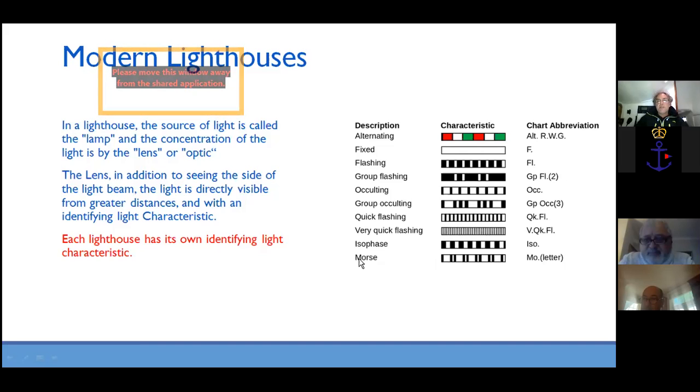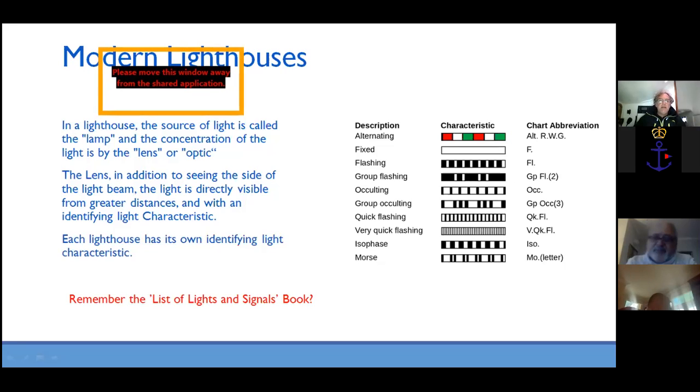So, for instance, the bottom one will give you a Morse and then whatever letter it is. So that's a long, it's a dash, dot, dash, dot, dash, dot. So every single light has its own characteristics.